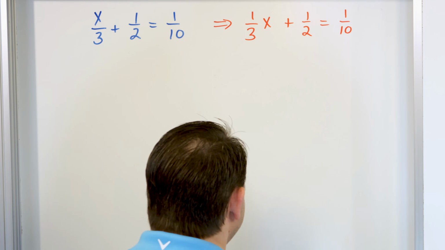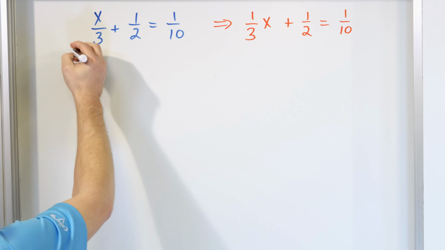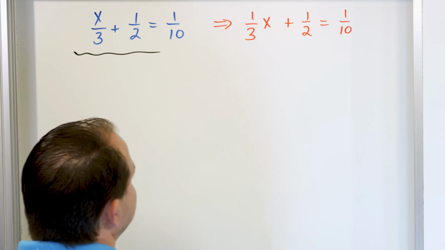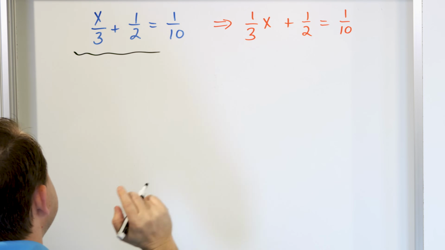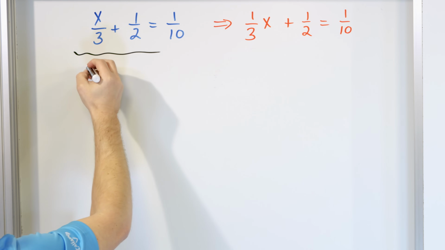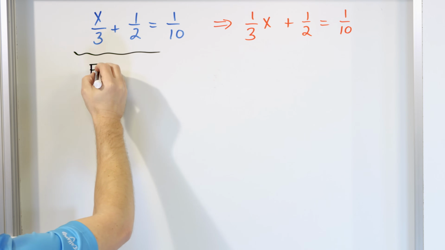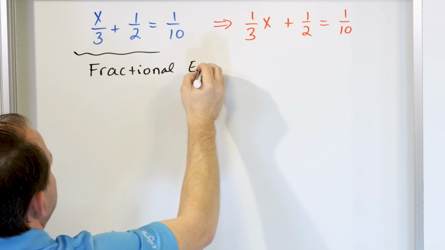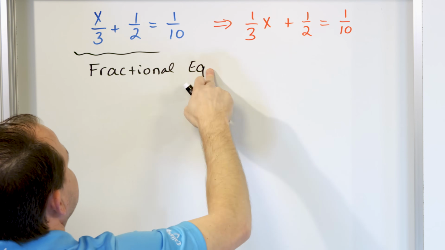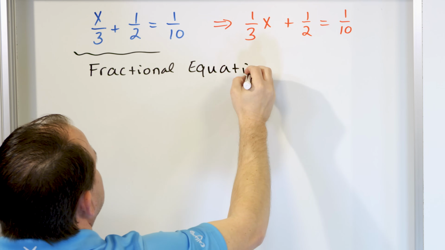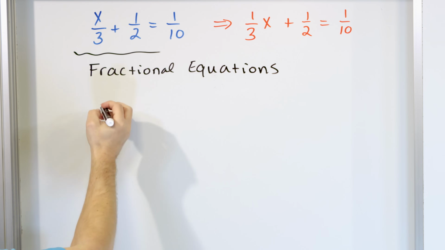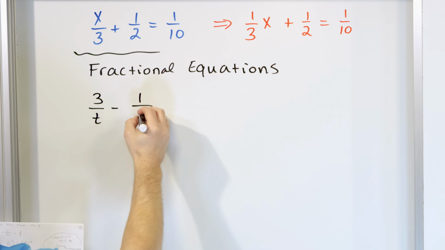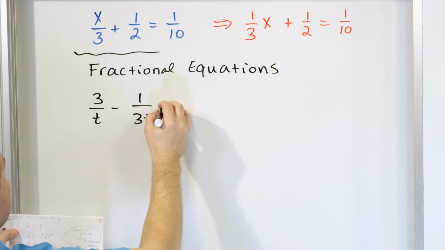So that's a trip down memory lane. That's what we did last time. Learning how to solve these things involved multiplying left and right hand side by something to kill the denominators to make it easy. Now this is different. This is the kind of problem that we're going to do here, and we call these fractional equations. Here's our first example of a fractional equation: 3 over t minus 1 over 3t equals 2/3.